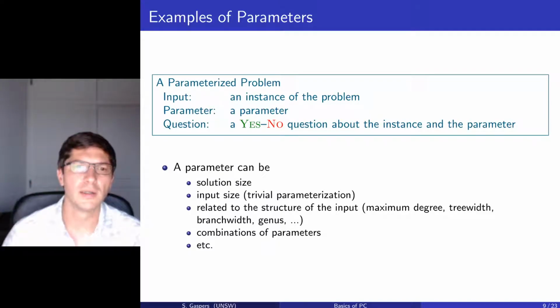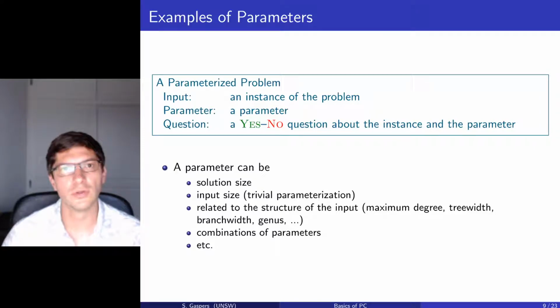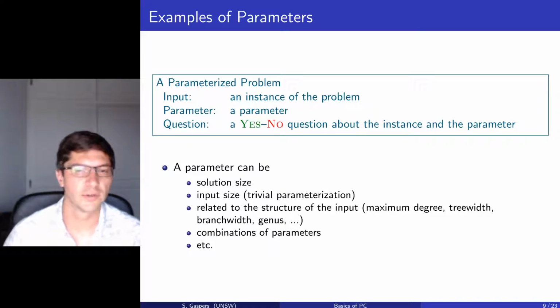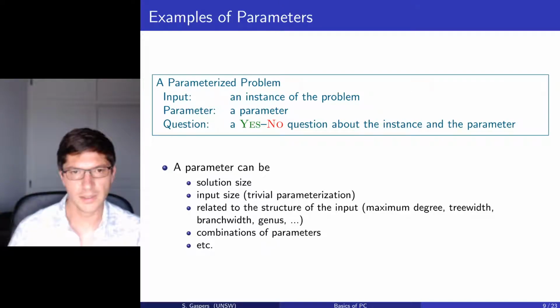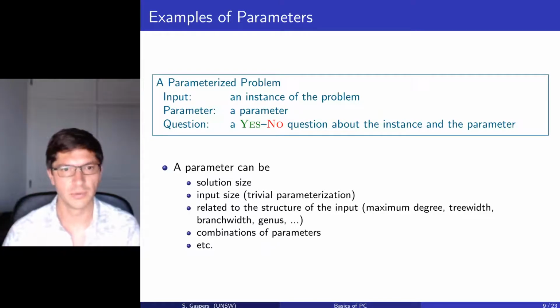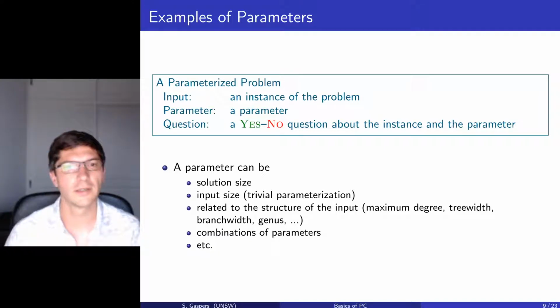The parameter could be related to the structure of the input. It could, for example, be the maximum degree of the graph, or other graph parameters, such as tree width, branch width, genus, etc. Or it could be a combination of parameters. So our parameter could be the size of the solution plus the largest degree in the graph, for example. It's anything really that's related to the input or the solution that we want to find.